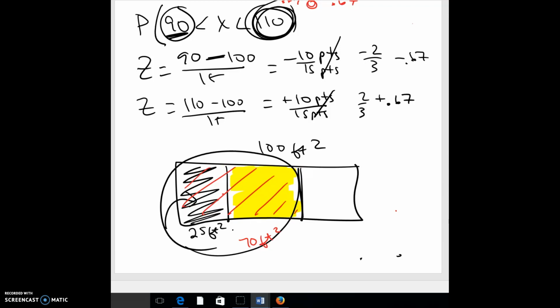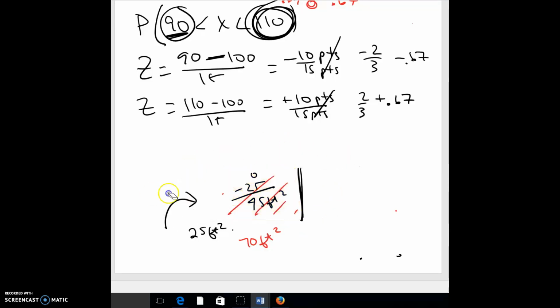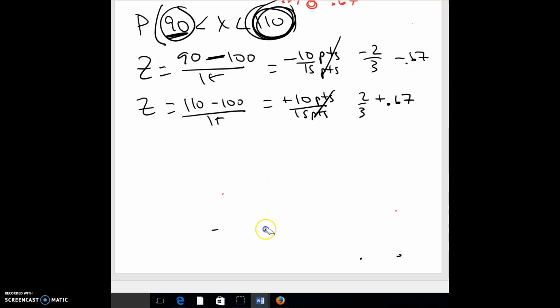Well, how would you get that number? All of it's 70 for these two parts. You don't want the 25. That's not what you want. So you could just subtract these two numbers. If you take 70 minus 25, that 45 square feet would be what's in there. Okay, we only want the middle. So we're going to use that same idea with our chart to get the probability that we want here.